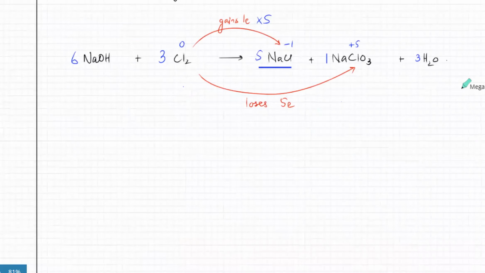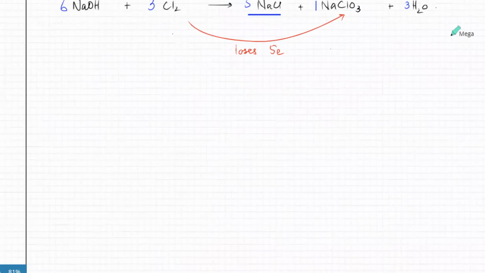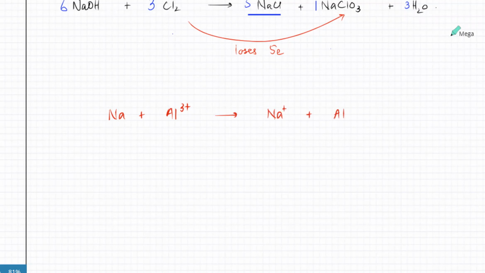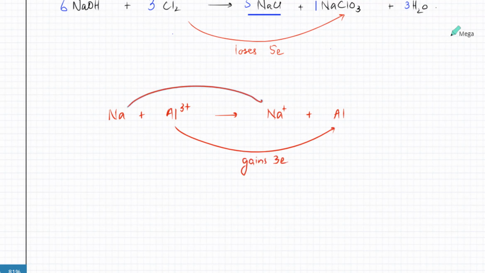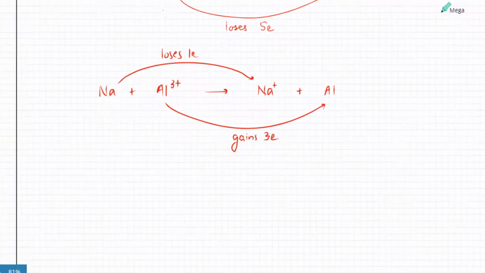For example, if you have a very simple redox equation like Na reacting with Al3 plus, turning into Na plus 1 and Al. Instead of drawing the arrows where I said that Al3 plus gains 3 electrons and Na loses 1 electron, and then we made that equal, sometimes you can just separate it.